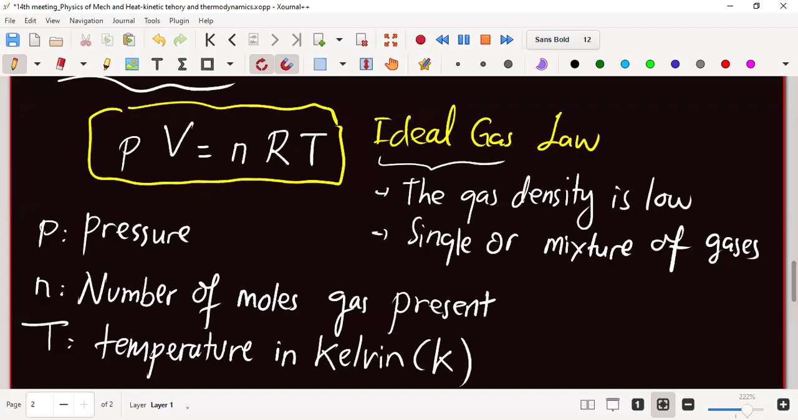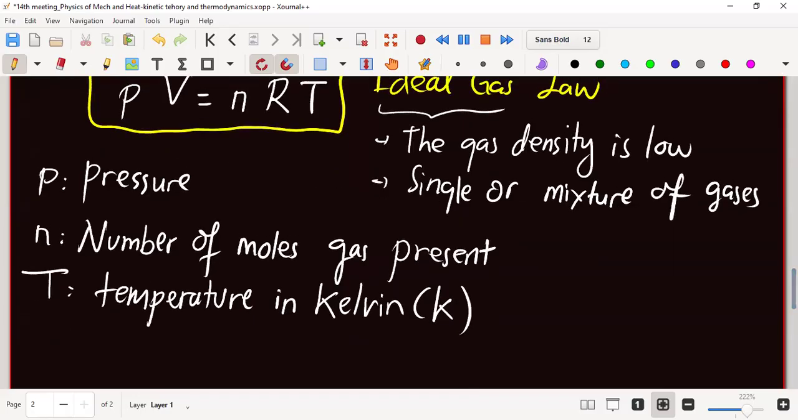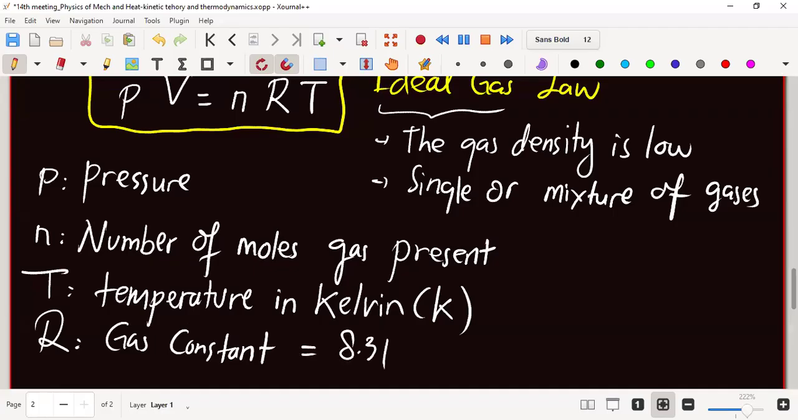And R is the gas constant. The value of the gas constant is 8.31 joule per mole Kelvin. And V is, of course, the volume.